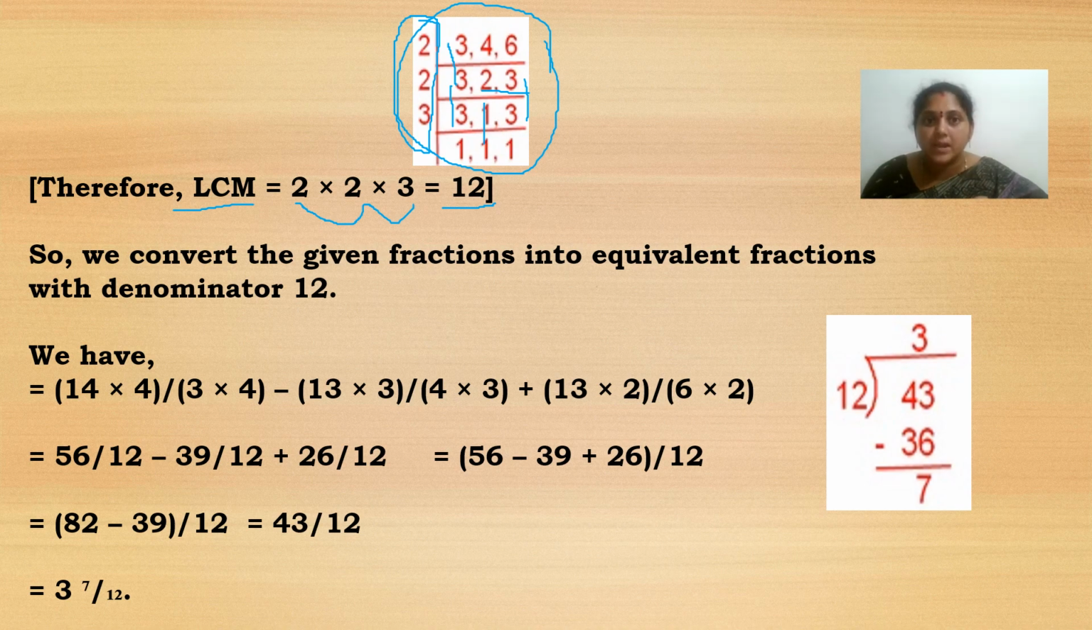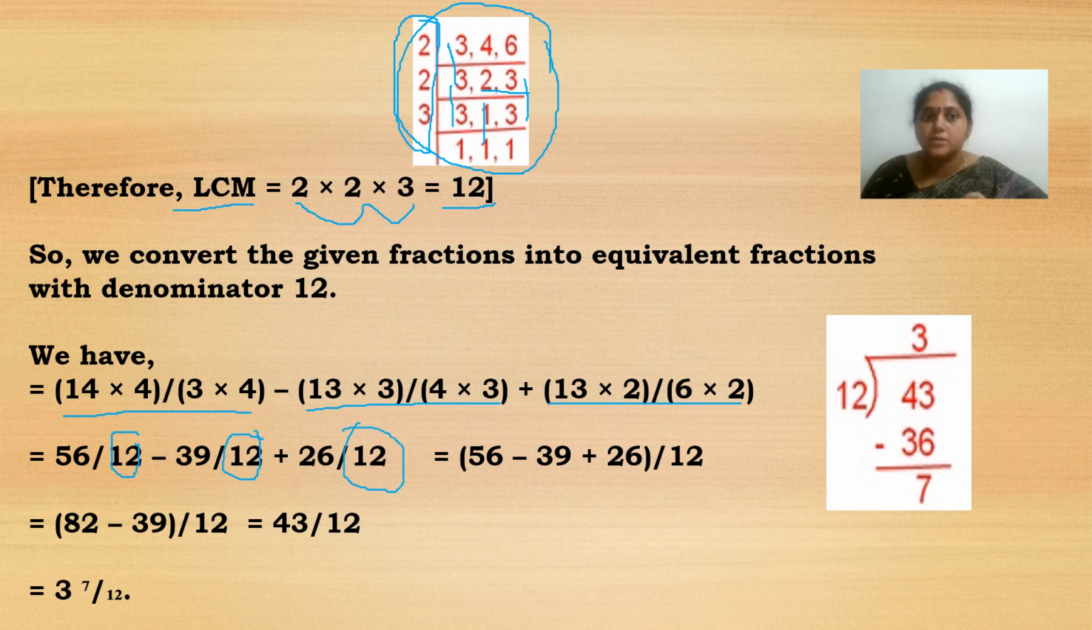How are we going to get that? When we multiply the denominator 3 by 4, we get 12, so for the first fraction 14 into 4 divided by 3 into 4. For the second fraction it is 3, so 13 into 3 by 4 into 3. For the third fraction it is 2, so 13 into 2 by 6 into 2. When we do like that, we will get our denominators as 12. All the denominators will be equal at that time.